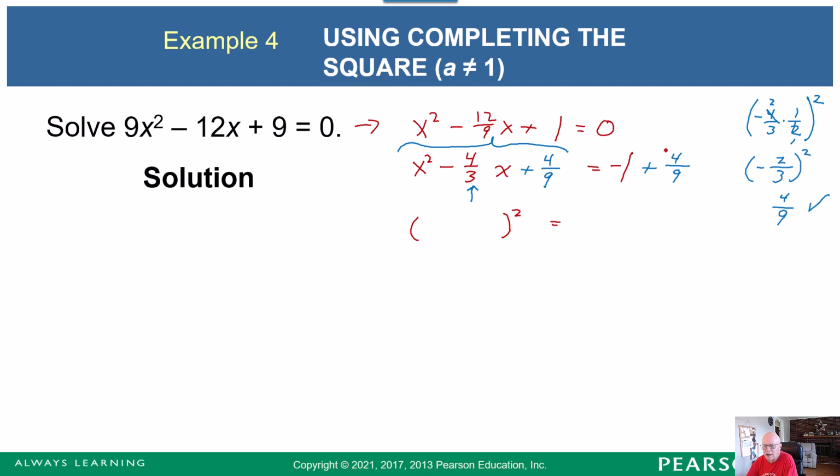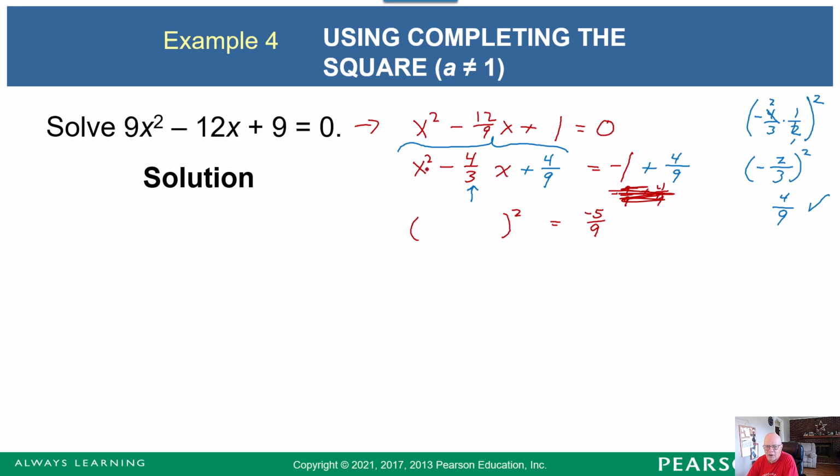Over here, we've got a small problem. We've got a -1 and a 4/9. You can't add those together too easily. But what you can do is you can make this first one -9/9 plus 4/9. So what we've got over here is -5/9. Okay. And then you can forget about this if you like.